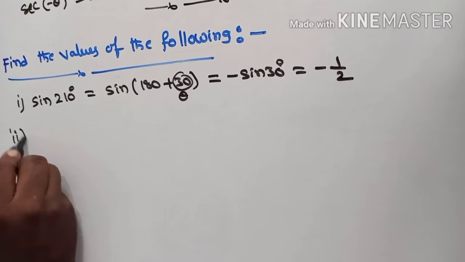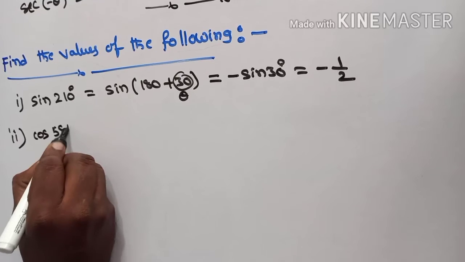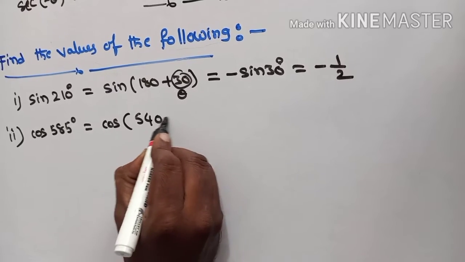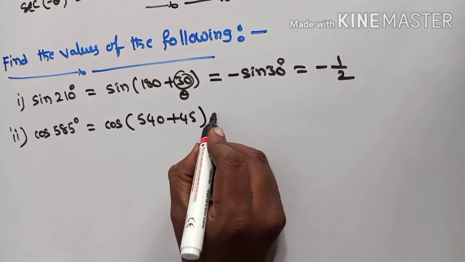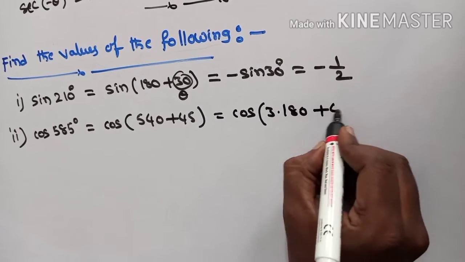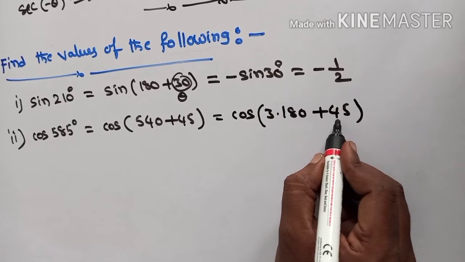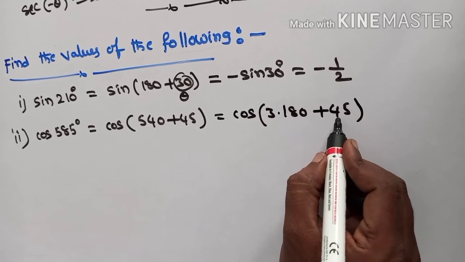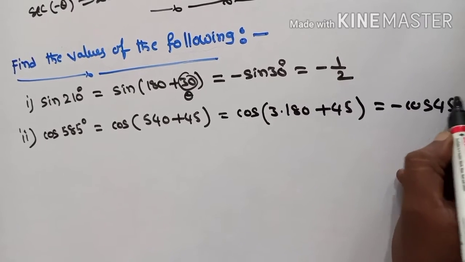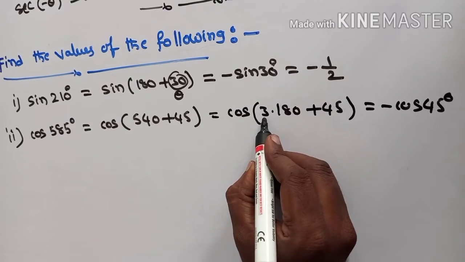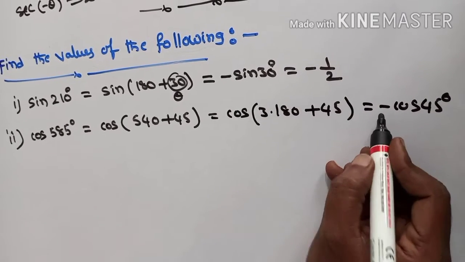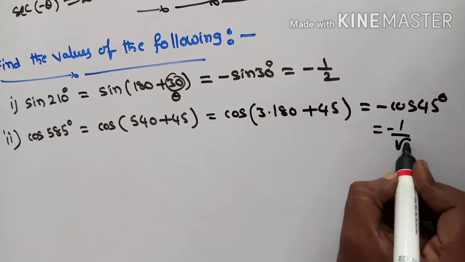Now second one, cos 585 degrees. Cos of 540 plus 45. 540 can be written as 3 into 180, so 540 plus 45. Cos of 180 plus theta is in the third quadrant. Cos of 180 plus theta is minus cos theta. Minus cos 45 degrees. Here 3 is an odd digit, so you get minus. Minus cos 45, that value is minus 1 by root 2.